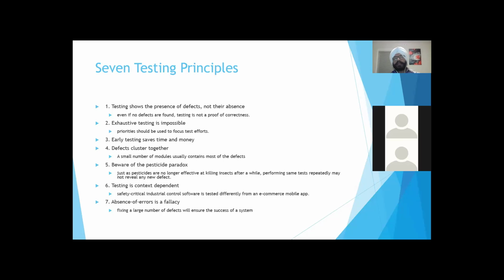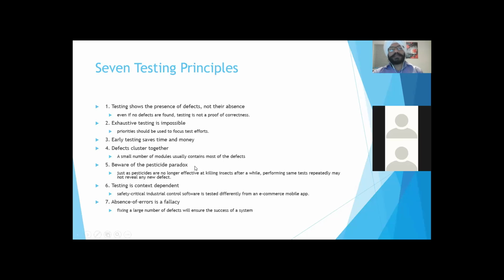The fourth one is defect clustering. It tells about the 80-20 rule. If I apply that 80-20 principle to software testing, I can say 80% of defects may be lying in 20% of the software. So basically, we are identifying a cluster where there could be more defects. If that cluster is identified, our testing efforts can stay focused on that particular part of the software.